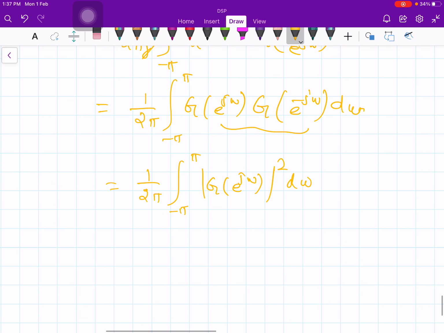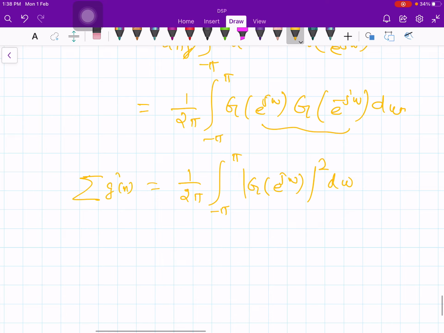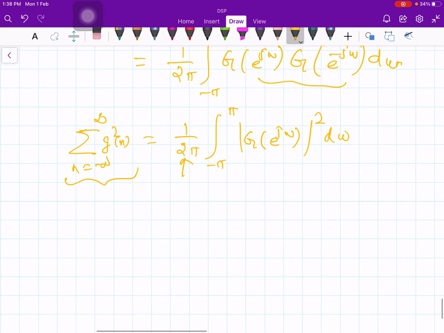So one more point I want to mention here is that one of the sufficient conditions for the existence of discrete time Fourier transform is that g of n is absolutely summable. So if g of n is absolutely summable, or in general if DTFT exists, then my summation of g square of n should be equal to 1 by 2 pi times the integral from minus pi to plus pi of the square of the modulus of g of e to the j omega times d omega. So that means you go round the circle. Okay, we go from minus pi to plus pi.